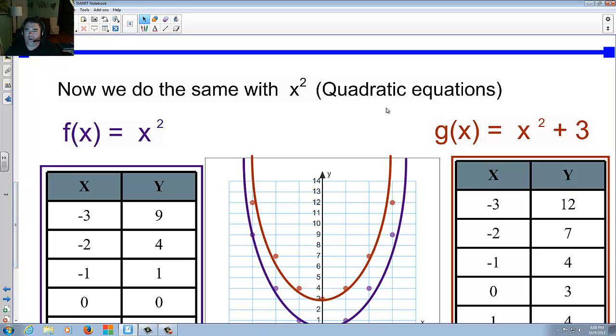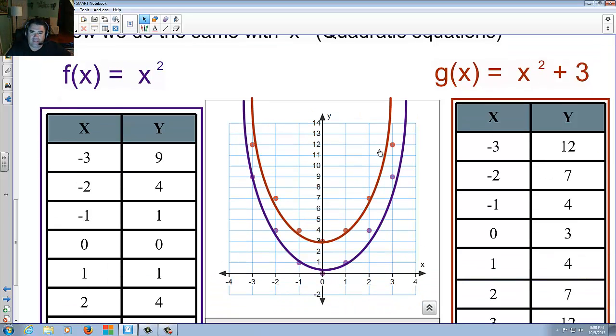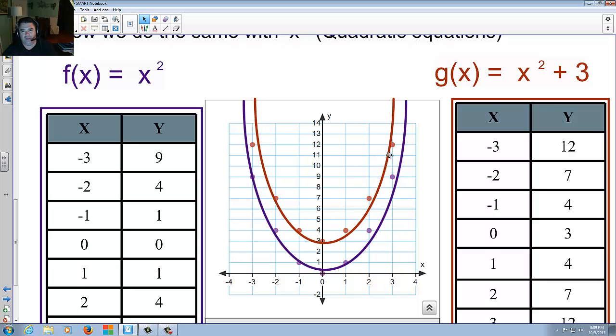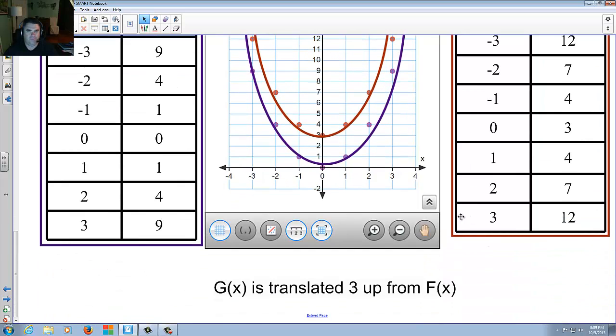Now we do the same with x squared, quadratic equations. F of x equals x squared is your normal parabola. And then you have x squared plus 3, same parabola, just lifted up 3, and it's the same basic shape. Even though this looks like it's narrower, it's not. If you took this and dropped it down, it would fit, if I could make the parabolas correct. You get the idea. Notice that the only difference between the two is that one is 3 above the other. G of x is simply translated 3 up from f of x.